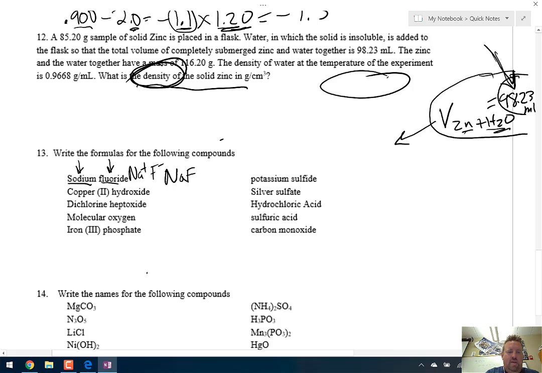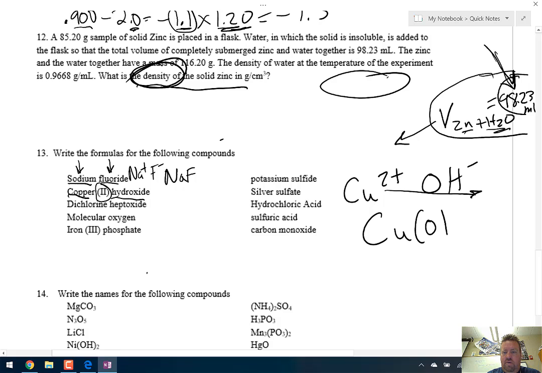Okay, the second one, copper, metal, hydroxide, nonmetals, so therefore also ionic. So copper with a Roman numeral 2 tells us that copper has a +2 charge. Hydroxide, because I've memorized it, is OH-. So this 2 needs to come down here. So it is Cu(OH)2. Don't forget the parentheses on hydroxide. If you don't put it on there, you will be marked off on my tests and certainly on the AP tests as well.